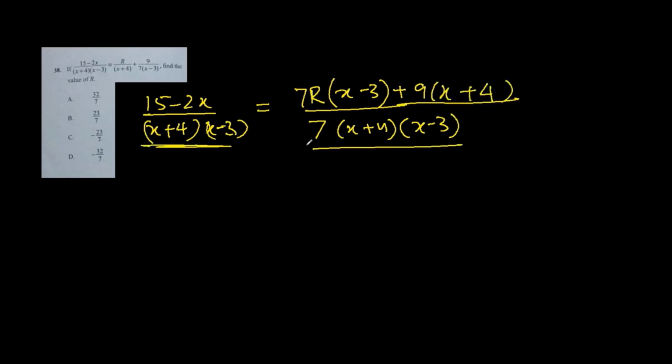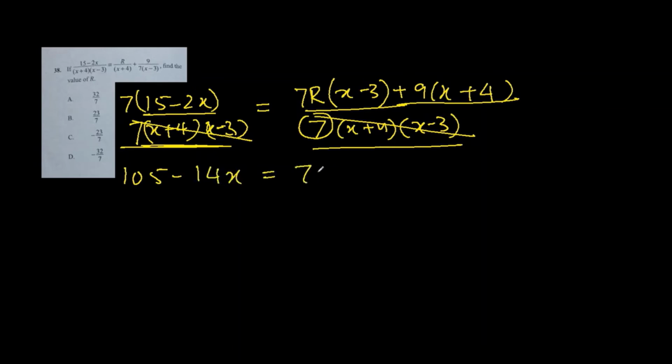Now, if you compare the denominator of this and the denominator of this, 7 is the difference, so we have to be very careful about this. We will just write 7 here as well as multiply 7 up there, so that there is no confusion about the denominator anymore. Since the denominators are the same, we can cancel them and just focus on the numerators. So 15 times 7 will be 105 minus 14x equals 7r(x plus 4) plus 9(7x minus 3).